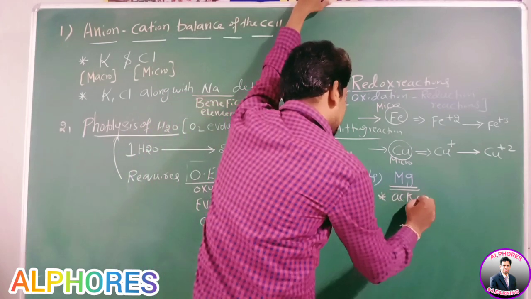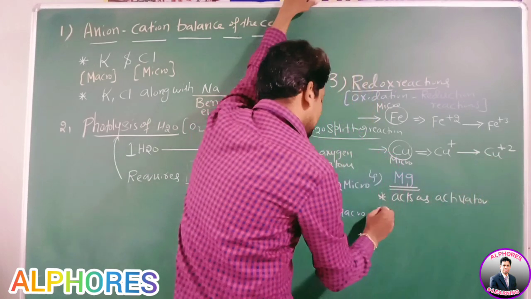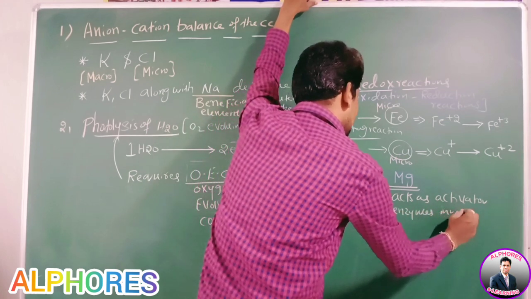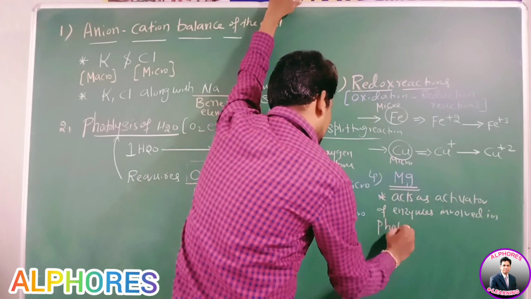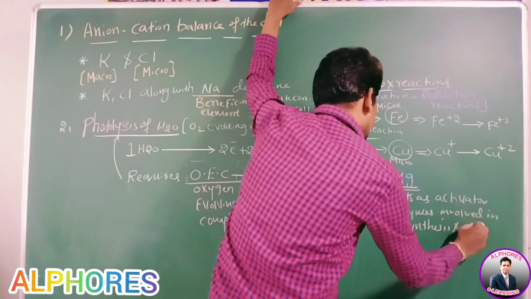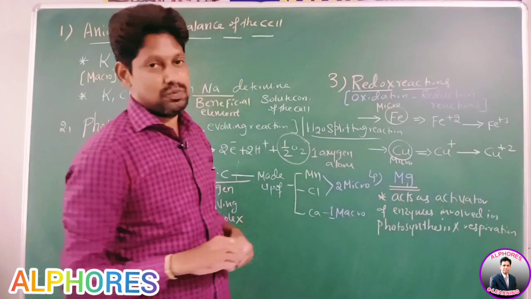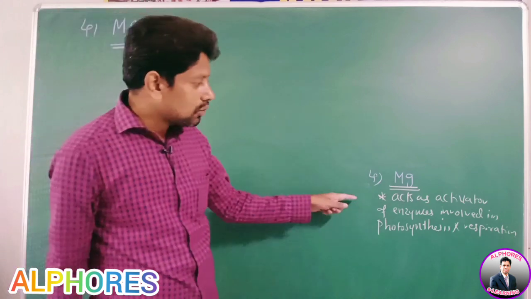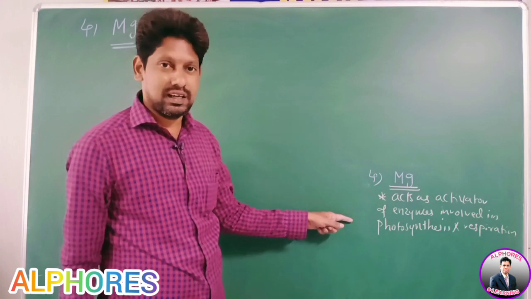Acts as an activator. Acts as an activator of what? Enzymes. Enzymes involved in what? Photosynthesis and respiration. Enzymes involved in photosynthesis and respiration, right? We are discussing magnesium, right? Sir, magnesium acts as an activator of enzymes involved in photosynthesis and respiration.